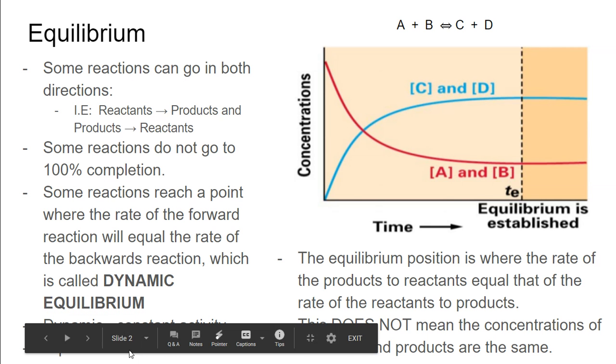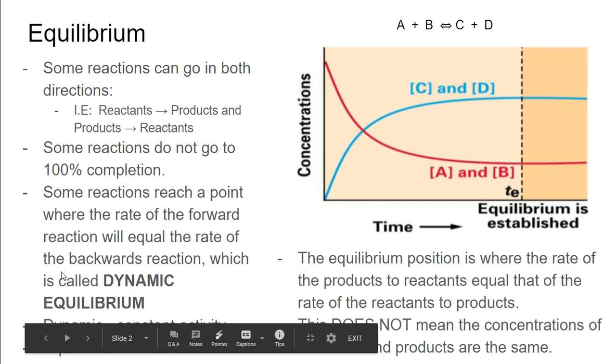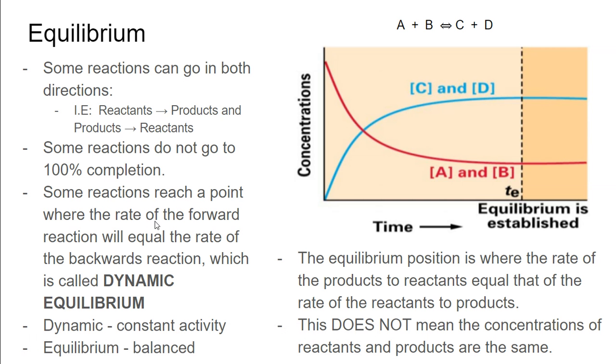Okay. So at equilibrium, the amount of products is staying constant, and the amount of reactants is staying constant. They are not necessarily equal. But what's equal at equilibrium is the rate at which products turn into reactants and reactants turn into products. We call this a state of dynamic equilibrium. Dynamic means that it's still moving. It's dynamic but equal, right? We still keep constant activity. It's dynamic, but it's balanced.